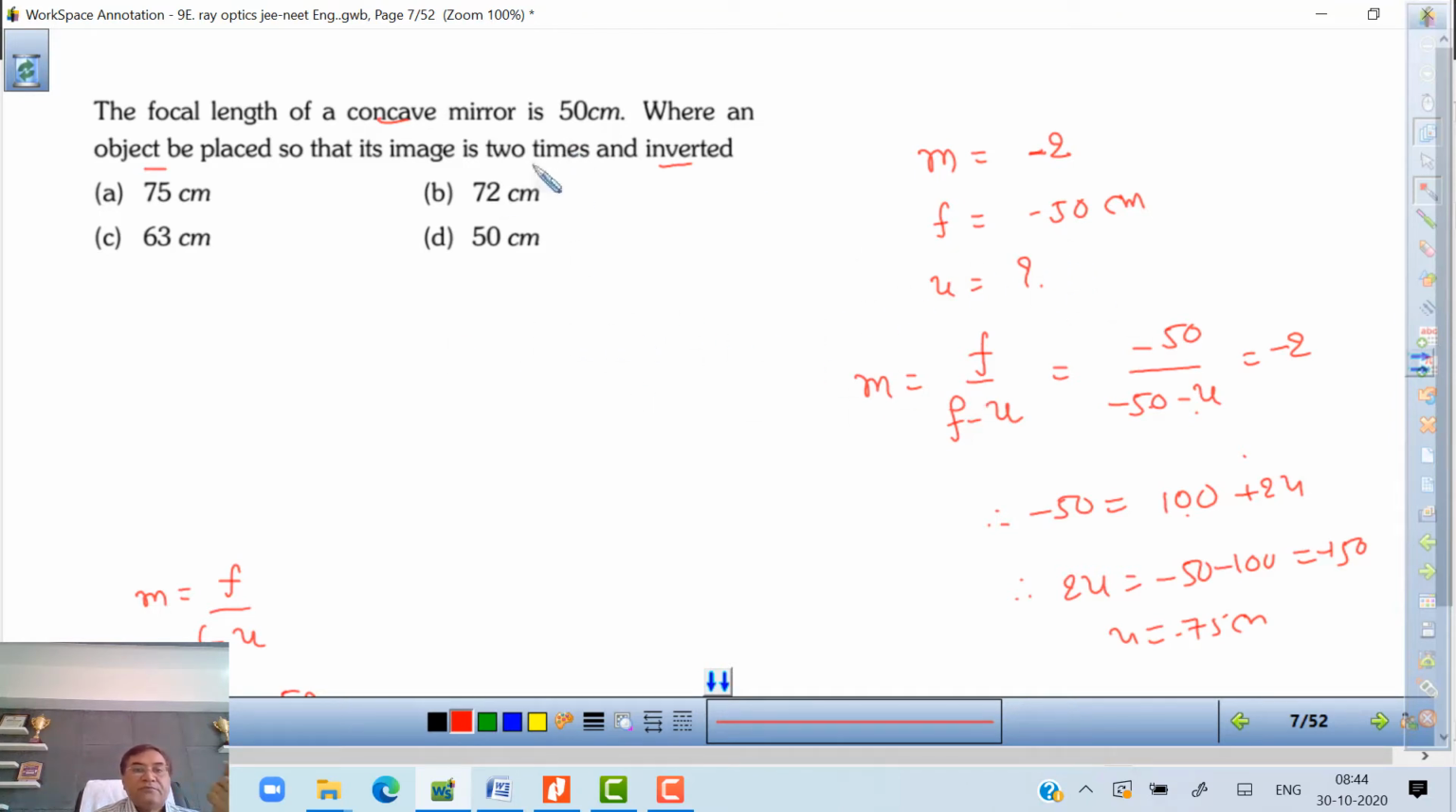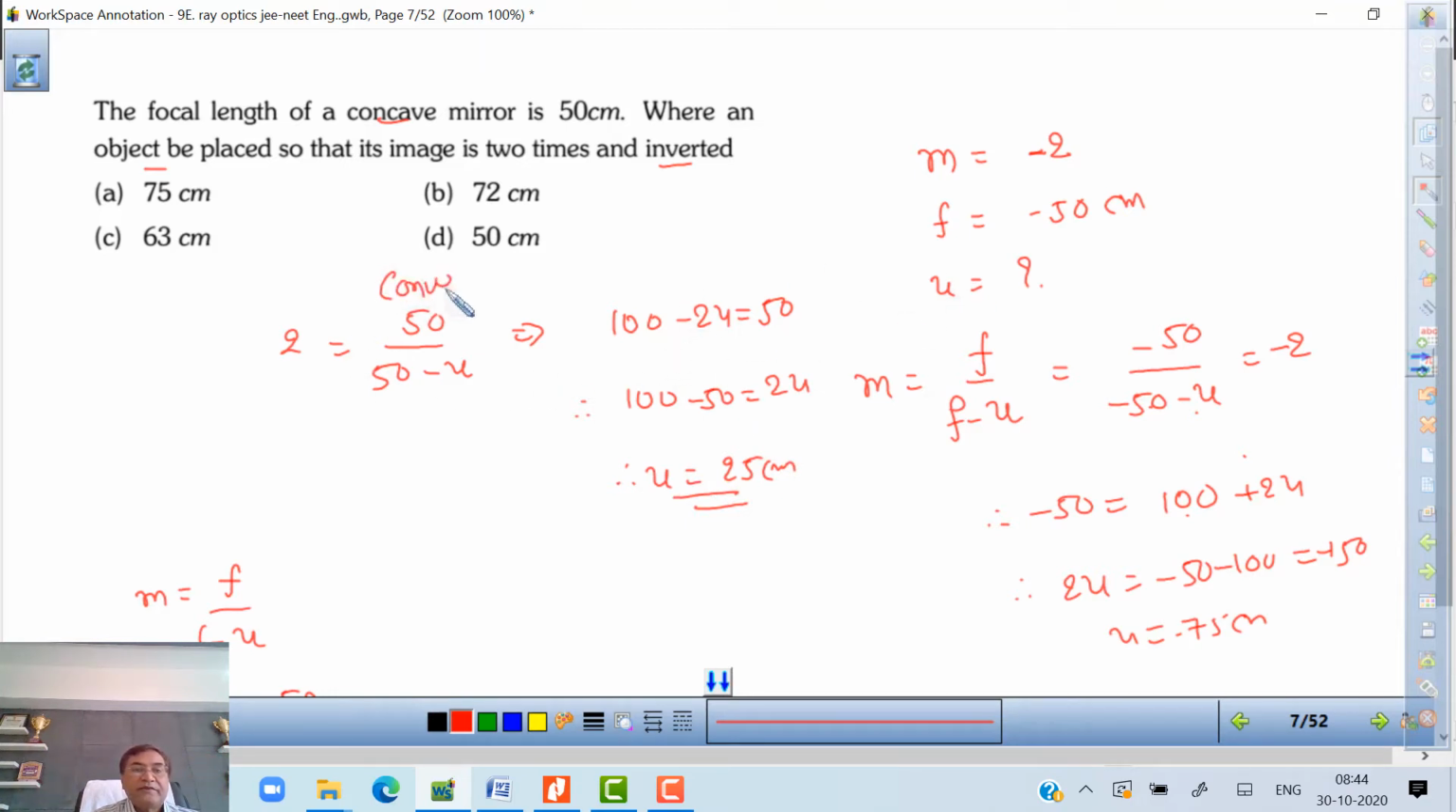Suppose you change the word, then what will happen? Here I take 2, 50 plus upon this is 50 plus minus u is equal to 2. So 100 minus 2u is equal to 50 and therefore 100 minus 50 is equal to 2u and therefore u is equal to 25 centimeter. See the difference, a small change makes how much difference.